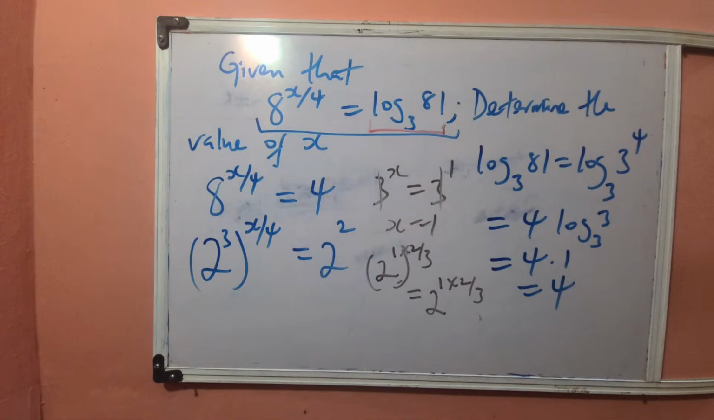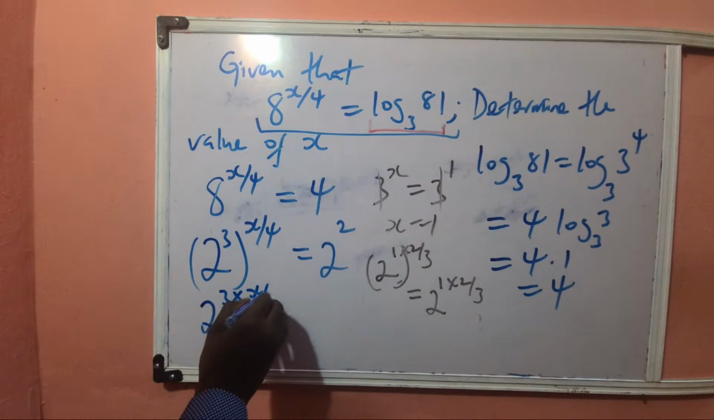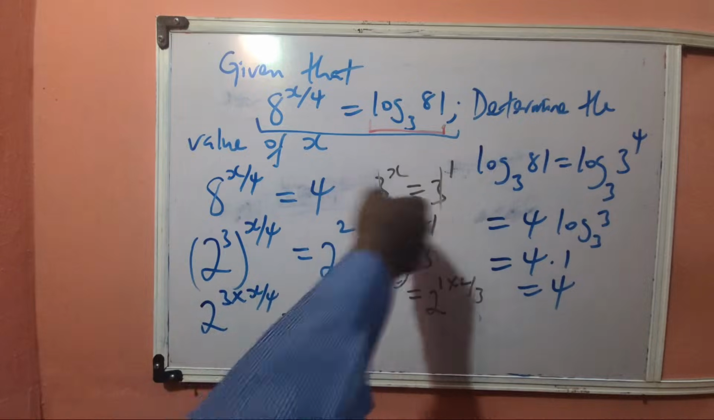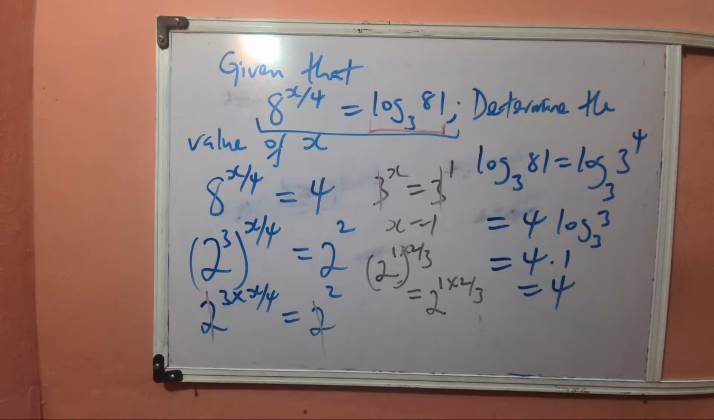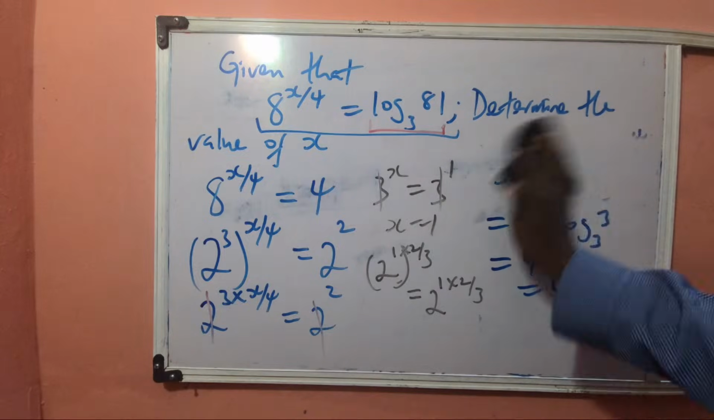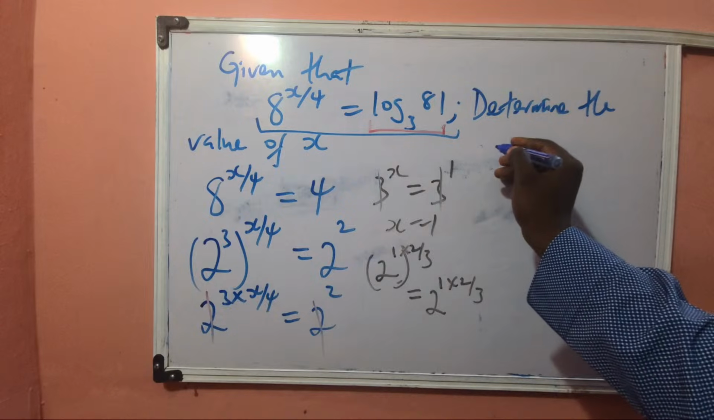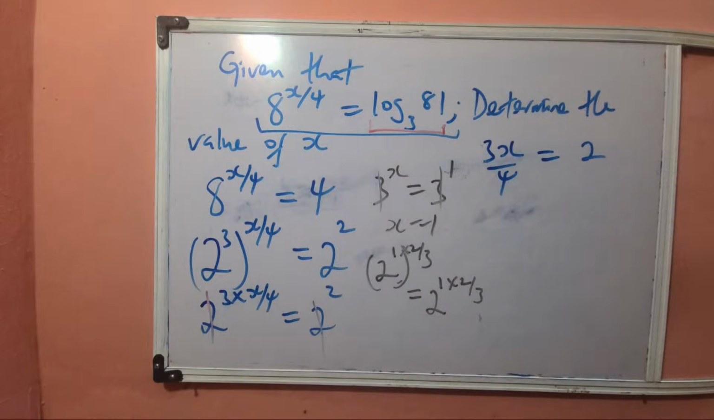So following that same process, I can write this as 2 raised to the power of 3 times x over 4 equals 2 raised to the power of 2. All right, without wasting time, I can apply this particular law and cancel out the 2 values so that I can proceed much better. So let's see what we come out with. I'm left with 3 times x over 4, that's 3x over 4, being equal to 2.